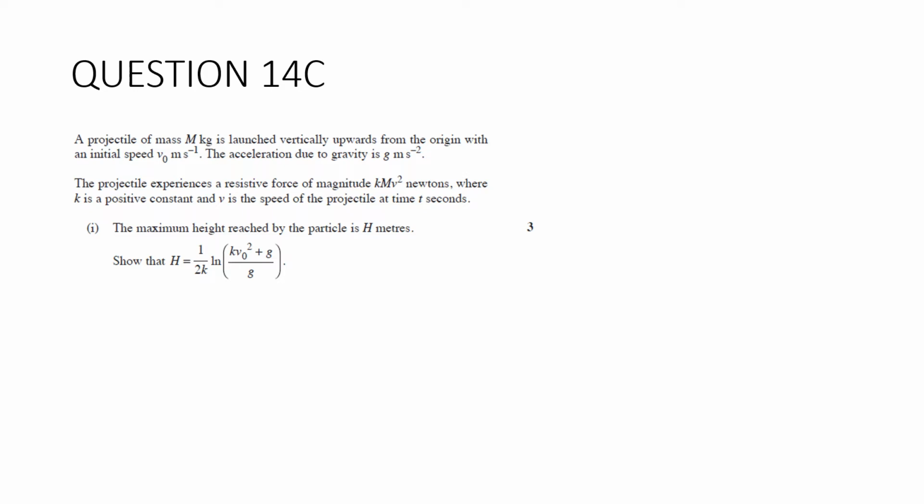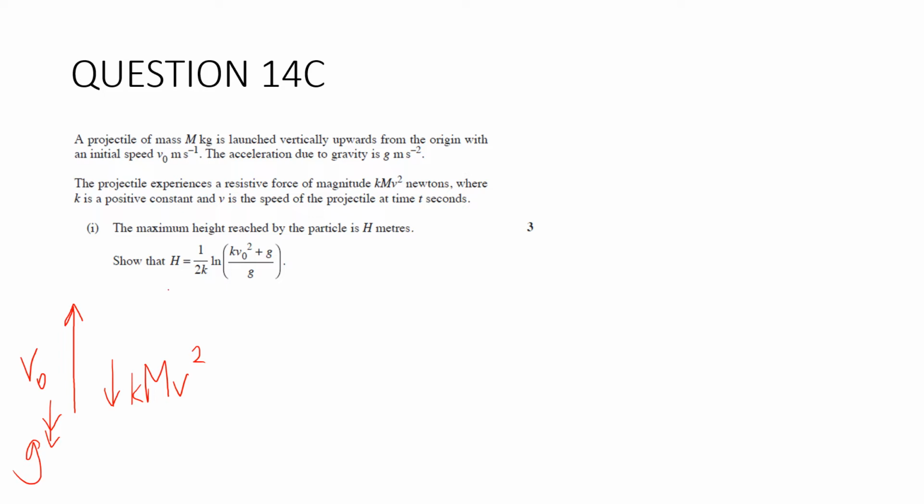Question 14c. A projectile of mass m kilograms is launched vertically upwards from the origin with an initial speed of v0. The acceleration due to gravity is g meters per second squared. The projectile experiences a resistive force of magnitude kmv squared newtons, where k is a positive constant and v is the speed of the projectile at time t seconds. Part 1, the maximum height reached by the particle is h meters.